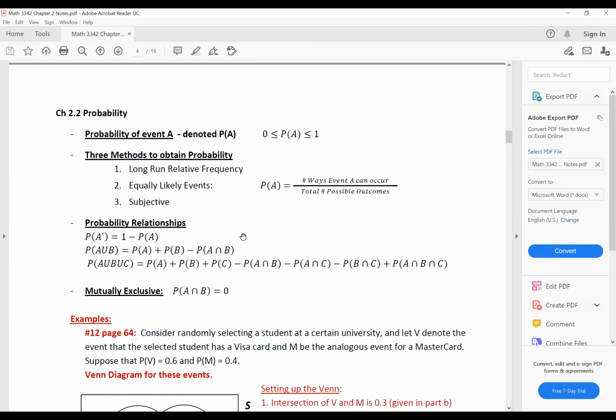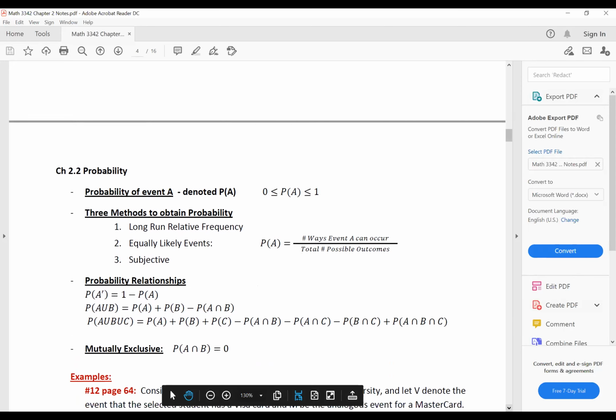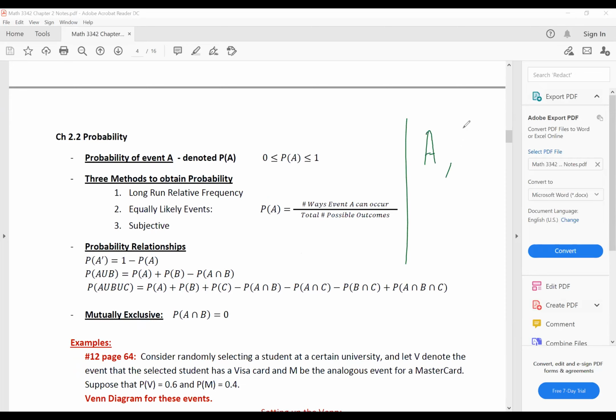So, probability relationships. Till now we covered the operations of events or sets, but now how do we calculate the probability for different set operations? For example, if A is an event, then A prime is the complement of A. If you know the probability of A, then how can we calculate the probability of A complement?